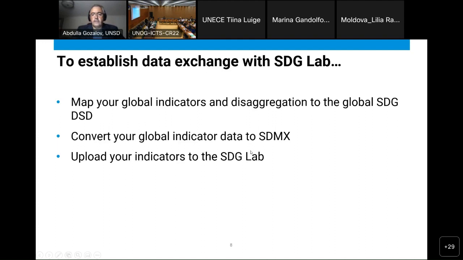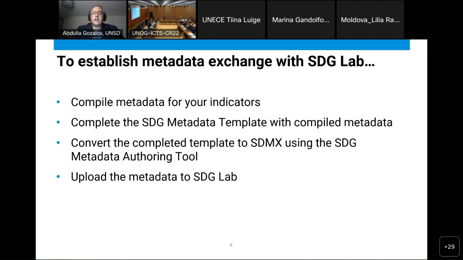In the case of reference metadata, I think that the most involved exercise is compiling metadata for your indicators, which can be quite involved given how broad the indicator framework is and how many institutions are involved in reporting SDG indicators, whether at national or global level. But once the metadata has been compiled, you can complete the Word-based SDG metadata template and then convert it to SDMX using the metadata authoring tool and then upload it to the SDG Lab. So this part of the process is quite straightforward and easy.